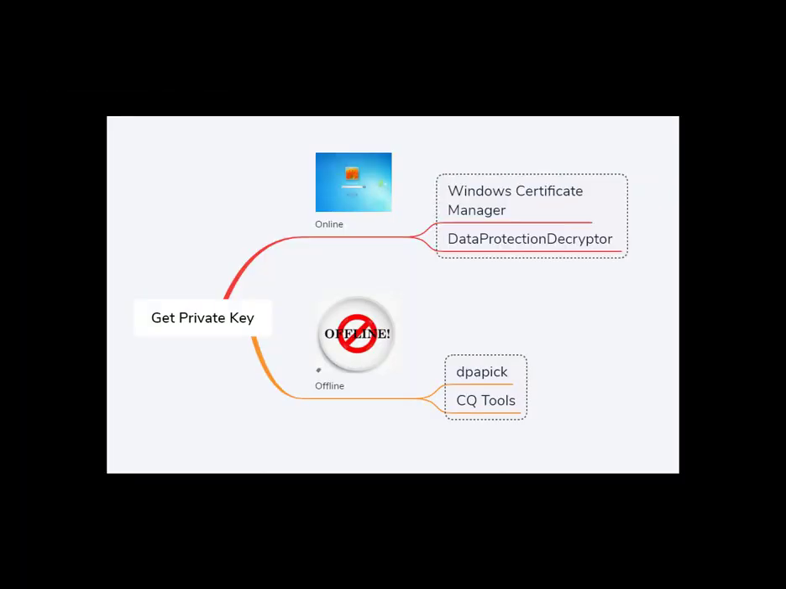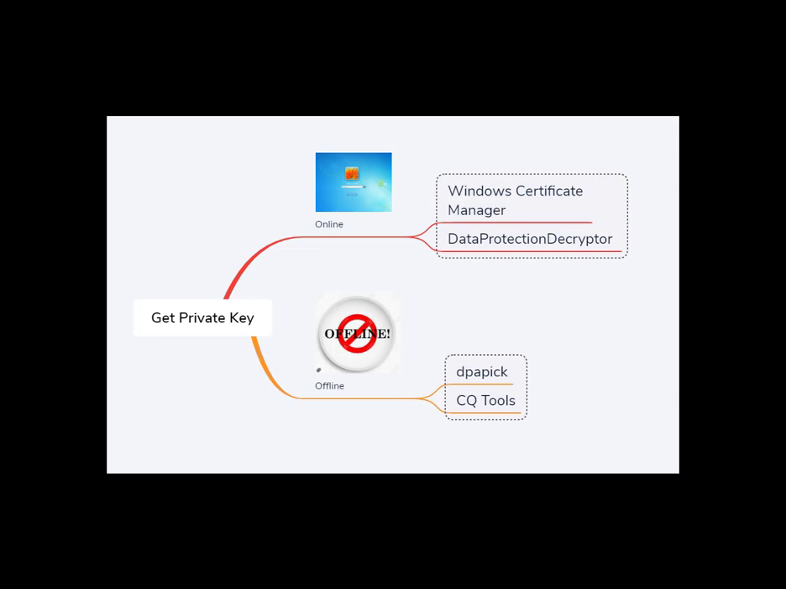There are a few ways of getting the private key in Windows. The basic distinction is whether you are able to log in as the user or you want to do an offline recovery of the private key. If you are able to log in as the user, the easiest way to get the private key is using the Windows Certificate Manager. That way, you don't have to know anything about DPAPI and can simply export the private key with a few clicks. That's what we'll be looking at in this video.